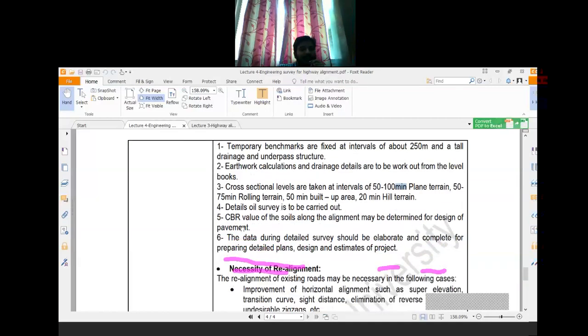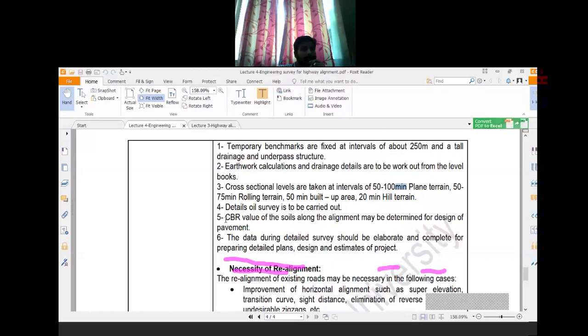Details of the soil survey should be carried out, along with the CBR value of the soil. That is, some tests are required. CBR is known as the California Bearing Ratio test. Basically, the CBR test is conducted to know the strength of the subgrade soil.